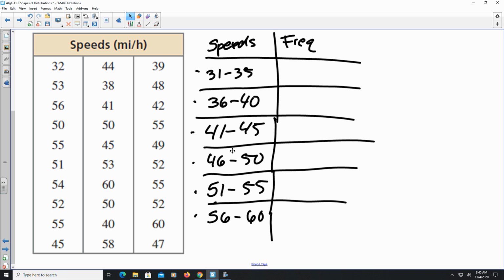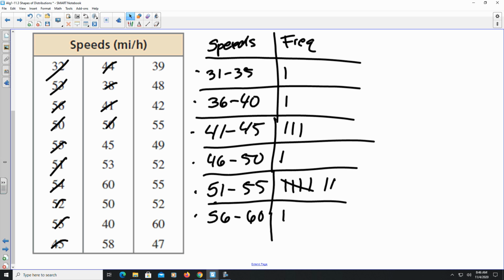So 32 goes here. Cross that out. 53 goes here. 56 goes here. 50 is here. 55 there. 51 there. 54 here. 52 here. 55 here. 45 here. 44 here. 38 there. 41 here. 50 here. 45 there. 53 here. 60 there.